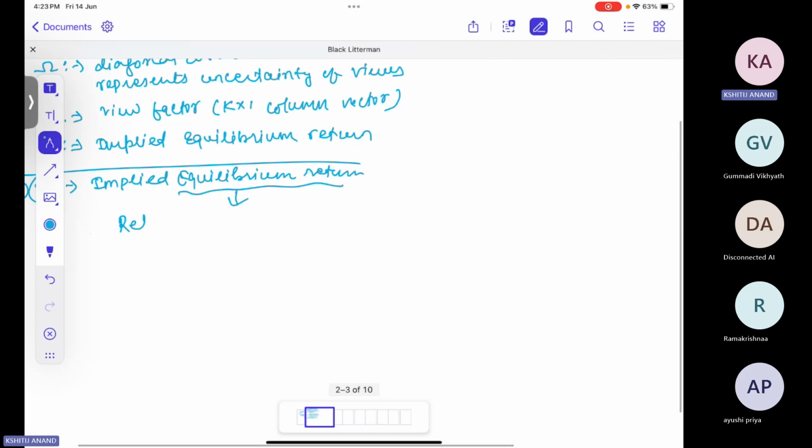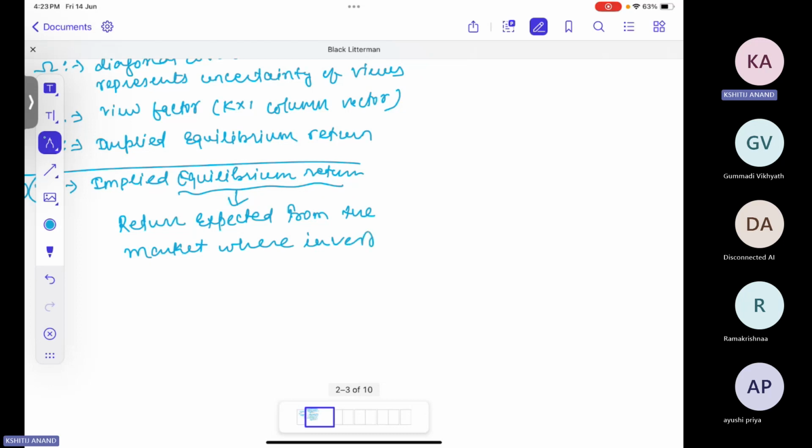This is the return expected from the market where all investors have the same information. So everyone has the same information. So basically everyone knows what is happening in the market. Okay. And there is no arbitrage opportunity as well. So that is the return that you expect from the market. So see, every time the market is in equilibrium, okay, the market is efficient. The market comprises all the information available out there.